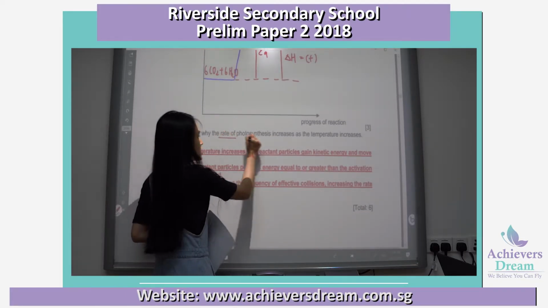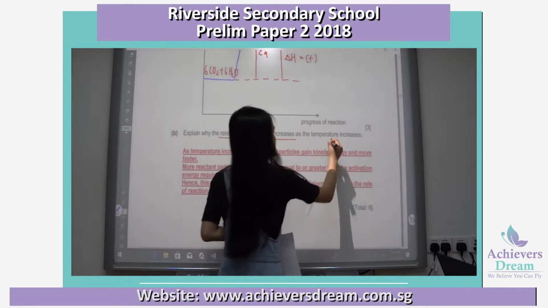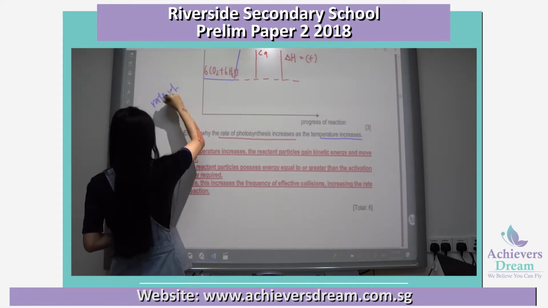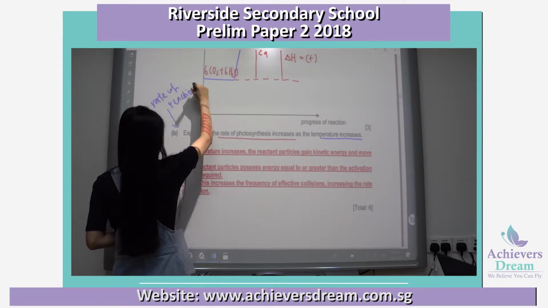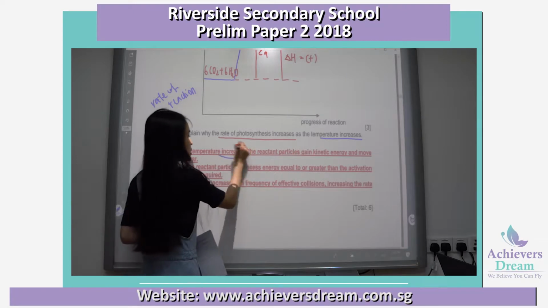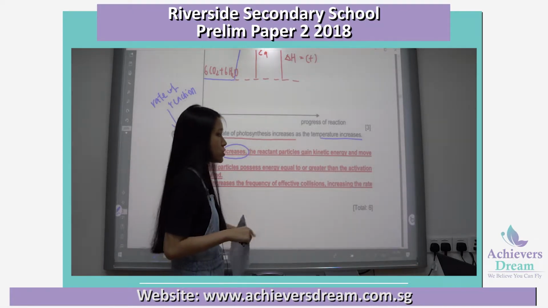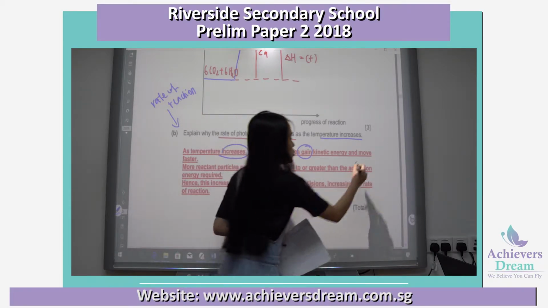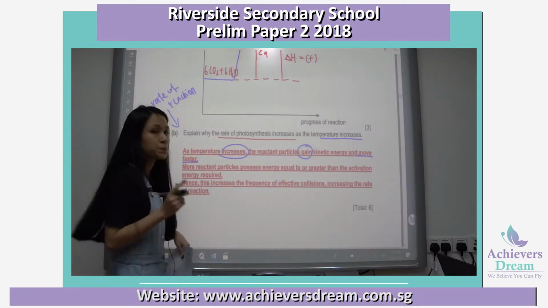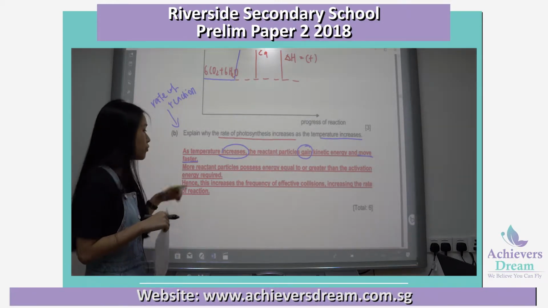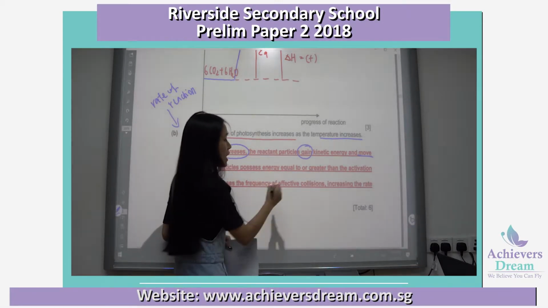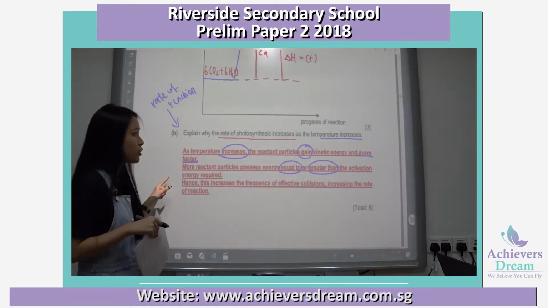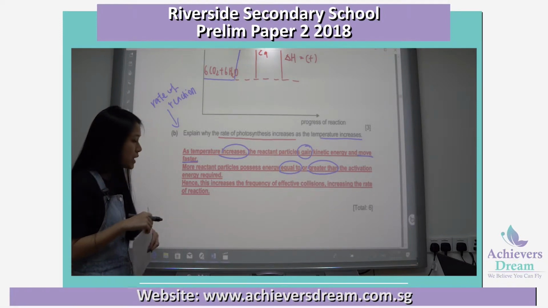Now next question, part B. Explain why the rate of photosynthesis increases when the temperature increases. In this question we are referring to the rate of reaction, or the speed of reaction. So when temperature increases, what do you notice about the reactant particles? The reactant particles will gain kinetic energy. Since they gain kinetic energy, they will start to move faster. Besides that, more of the reactants will possess an energy equal to or greater than the activation energy that is required for the reaction to take place.